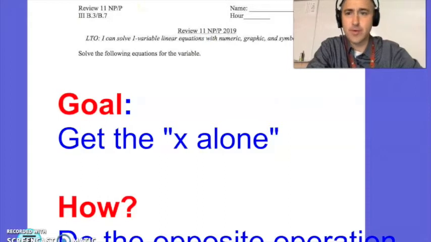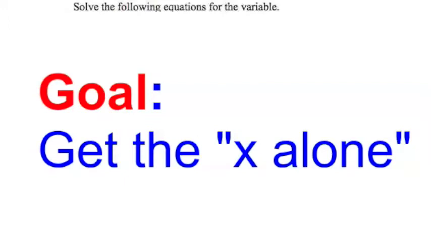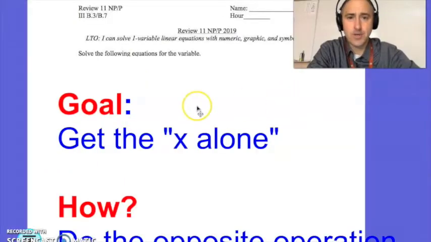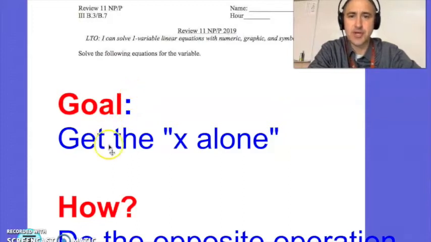Before we review, I want to go over a few key concepts. Here we're solving equations, so we want to get the letter alone. Our goal on every single question is to get x, or whatever letter it is, alone, by itself on one side of the equation. How do we do that?